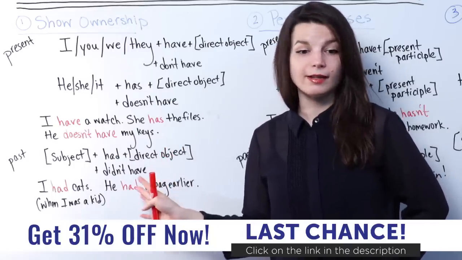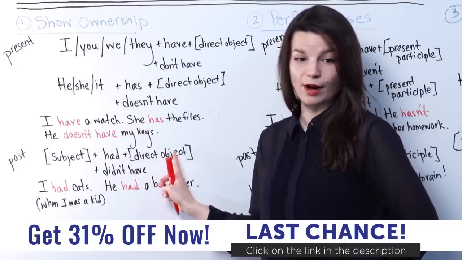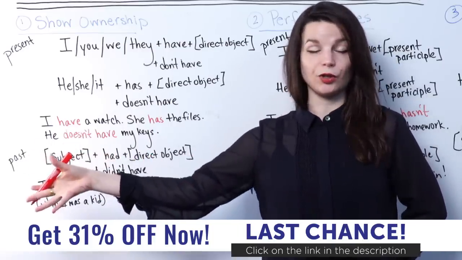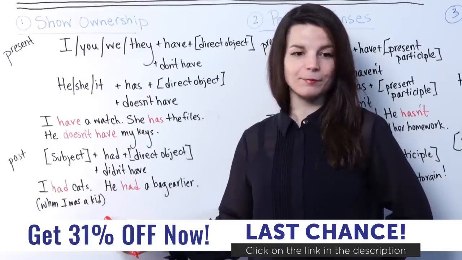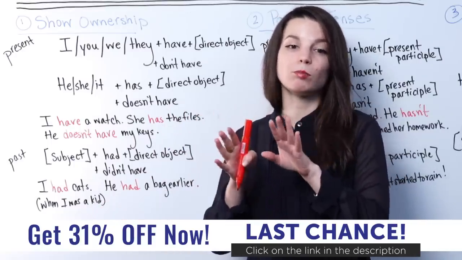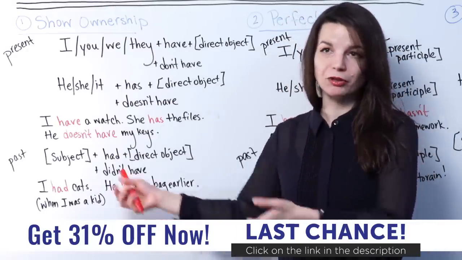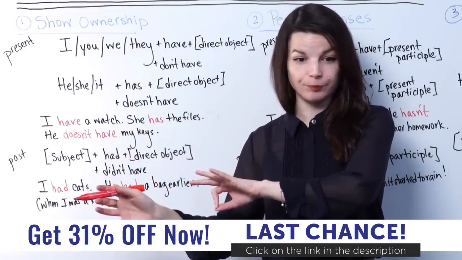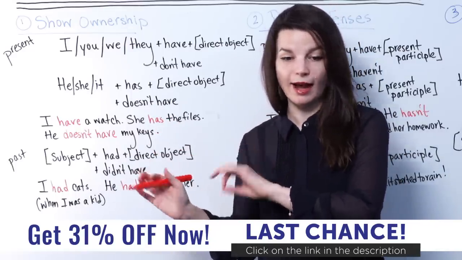To make a negative statement about the past, we use subject plus didn't have plus direct object. So we often use a pattern like this to talk about our childhood or to talk about a specific point in time in the past. For example, I had cats. I had cats maybe when I was a kid. So we often give the specific point in time, when I was a kid. Or he had a bag earlier. Now he doesn't have a bag, but he had a bag earlier. So these are the patterns we use to express ownership in the past with the verb have.